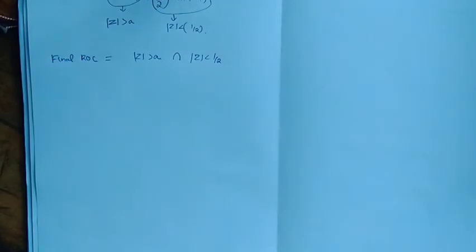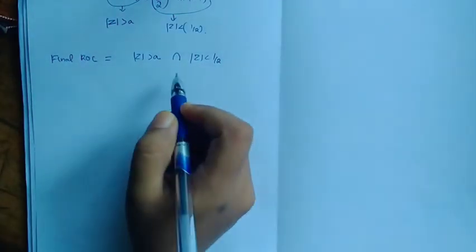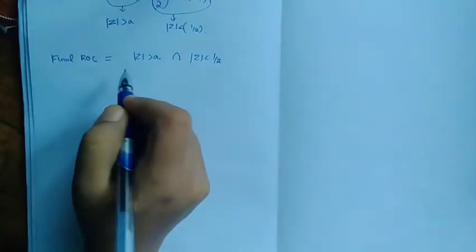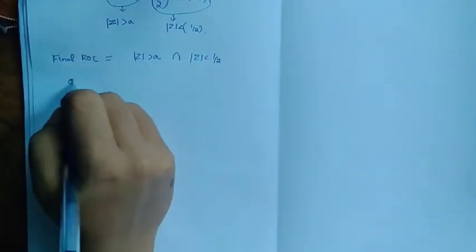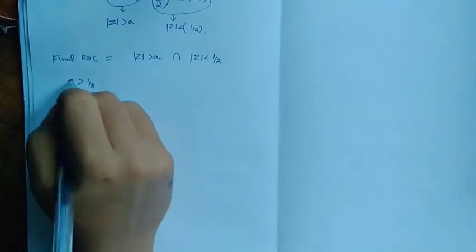For this, from the options, we have to look at what value of a satisfies z greater than a and z less than 1 by 2. So what should be the value of a? It should be greater than 1 by 2. Sorry, greater than 1 by 4. a should be greater than 1 by 4.